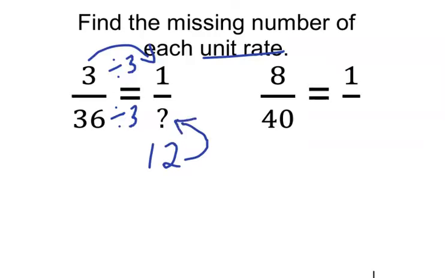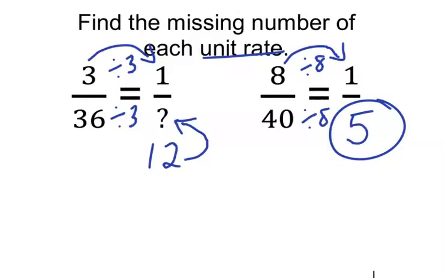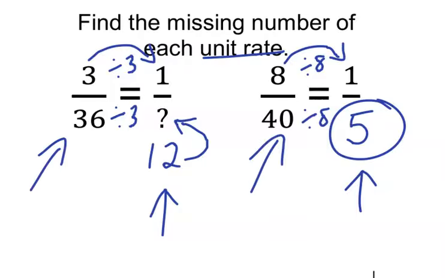All right, how about this one? To get from 8 down to 1, you're going to divide by 8, of course. So 40 divided by 8 is 5. So there we go. We have actually found the unit rates. For this one, we have 1 over 12 on this side and 1 over 5 on this side. Those are equivalent ratios to the previous ratio. All right, there we go for that one.